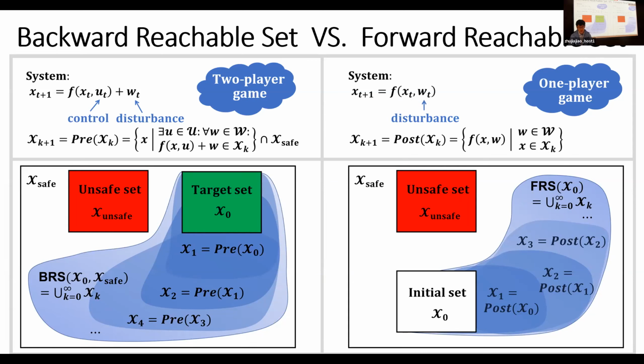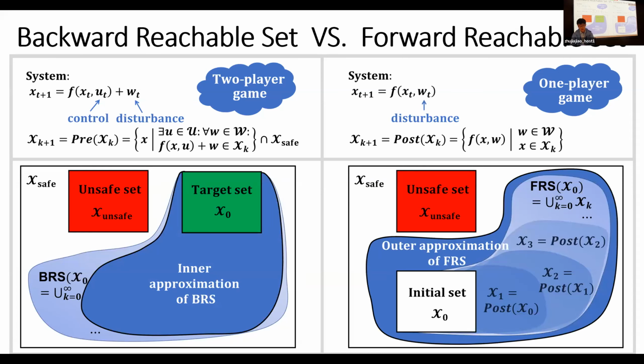Here in the backward analysis, you have two inputs to the system. One is the control input, the other is the disturbance input. And therefore, they are playing against each other. This is a two-player game. On the other hand, for the forward reachability, you only have one input, the disturbance. So this is really just a one-player game. That's the first difference.